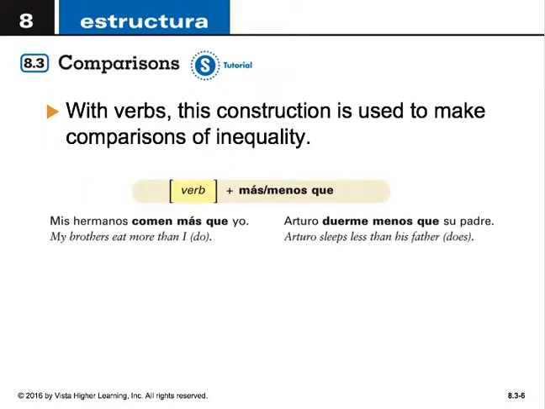With verbs, this construction is usually used to make comparisons of inequality. We have verb and then más que or menos que, something else. Por ejemplo, mis hermanos comen más que yo. My brothers eat more than I do. Arturo duerme menos que su padre. Arturo sleeps less than his father.